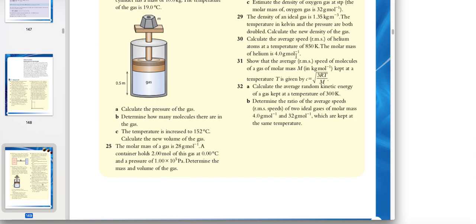The molar mass of helium is 4 grams per mole. Let's say exercise number 32A, because exercise number 30 will be your homework. Okay, so 32A. Calculate the average random kinetic energy of a gas kept at a temperature of 300 kelvins.